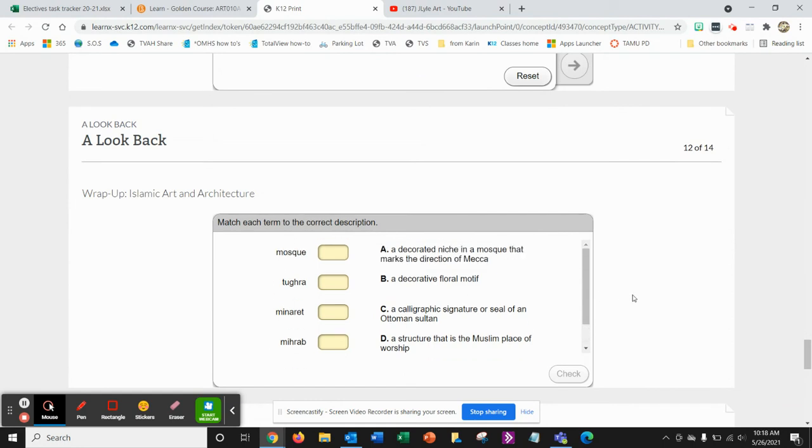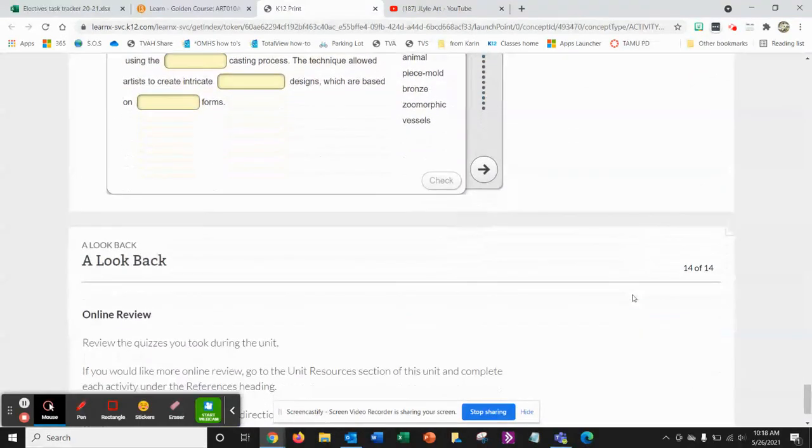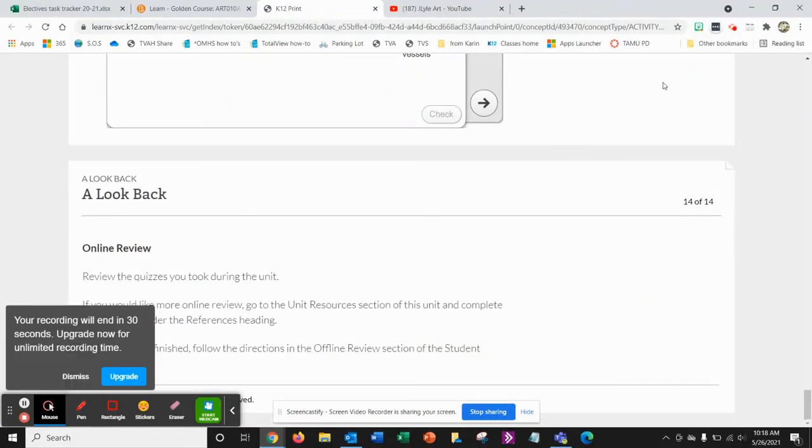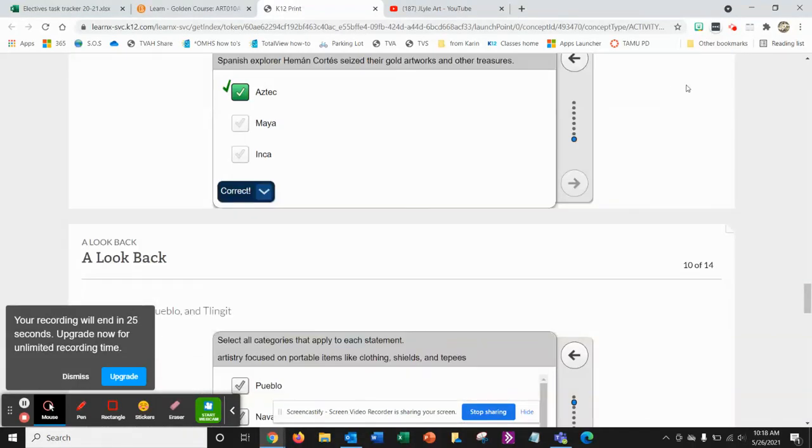And here's another where you can match terms to correct descriptions. And another where you can fill in the blanks. So be sure to check back in on 5.15 to quiz yourself before you take any of the tests. It will be helpful.